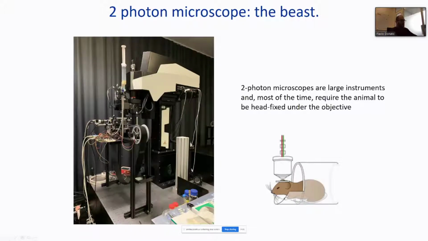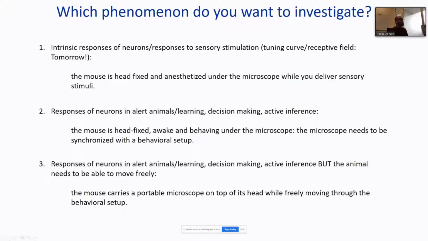under the microscope. And the type of behavior that the animal does under the microscope largely depends on what you want to see. If you want to analyze intrinsic responses of neurons, or to which sensory stimuli they respond, or the intrinsic activity of the neurons, the tuning curve, the receptive fields concept that we're going to go through tomorrow, you can have a head-fixed mouse that is anesthetized under the microscope while you deliver some sensory stimulation. This is partly the first type of application for two photon microscopy that has been done now almost 15 years ago.